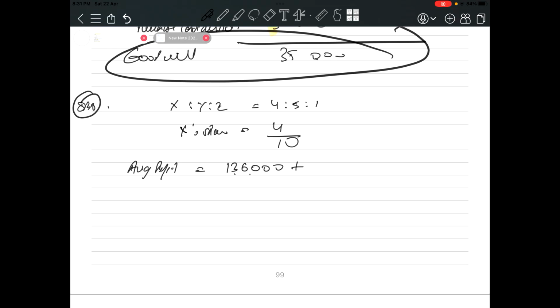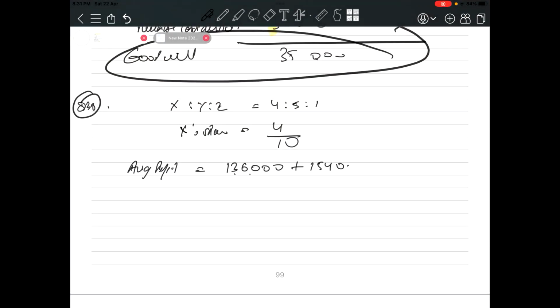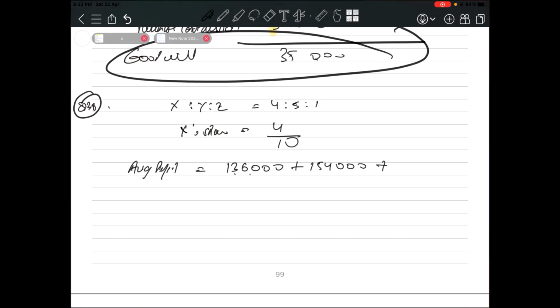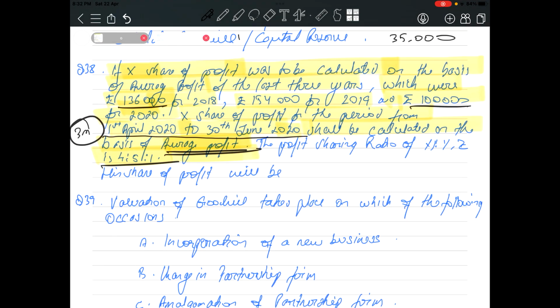You don't have to write anything properly. 1,36,000 plus 1,54,000 plus 1 lakh. Now to find the average, I will have to divide it by 3. So what will be the average profit? The average profit is 1,30,000. Now what's the question saying? We'll have to calculate X's share of profit based on average profit.